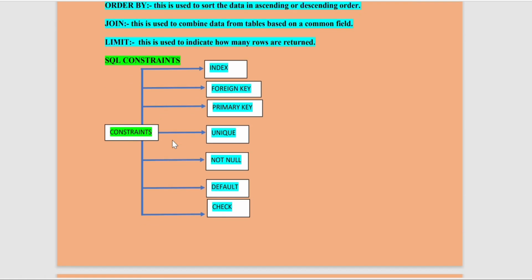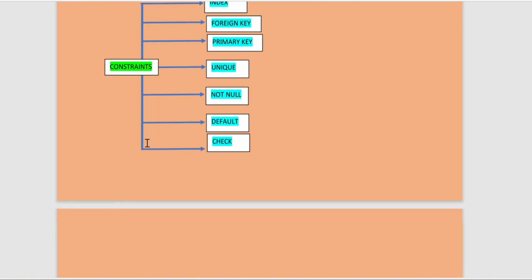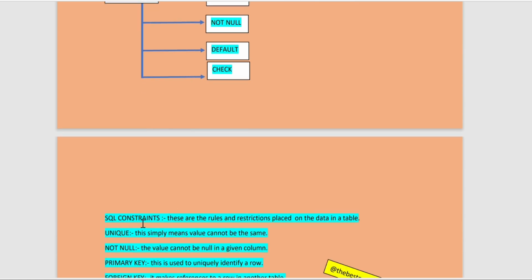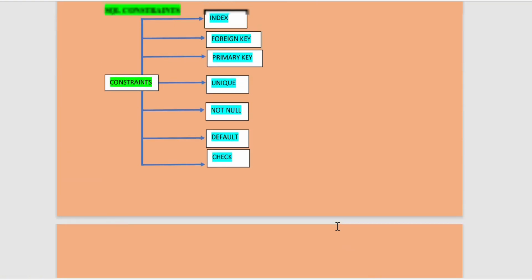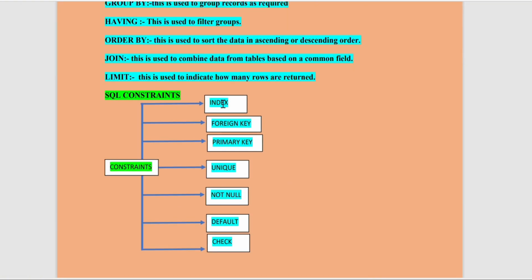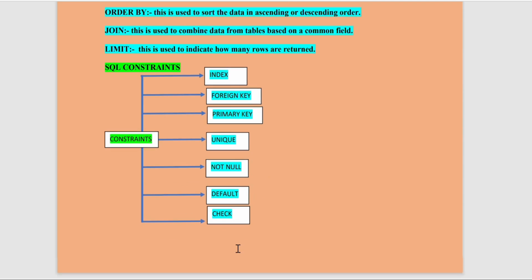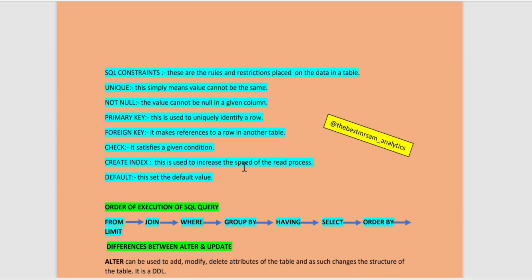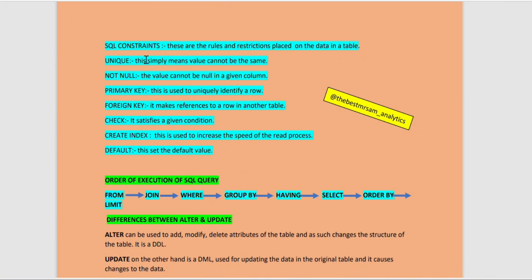Now we also have SQL constraints. Like I said, limit for instance. When you say constraints, what do I mean? Constraints are rules and restrictions placed on the data in a table, as you can see here. Let's see examples of SQL constraints. We have index, foreign key, primary key, unique, not null, default, and check. All of these have been simply explained here. These are the SQL constraints that we have.